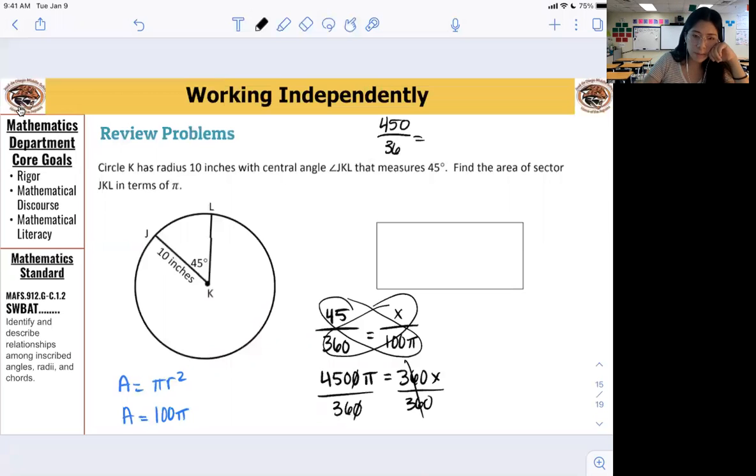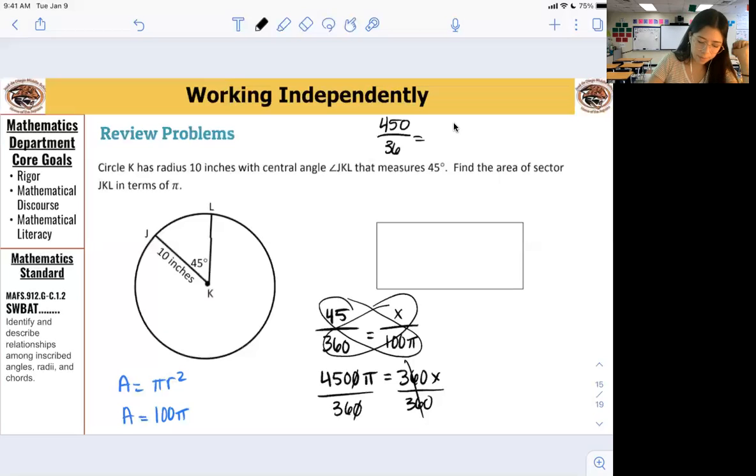Can divide both top and bottom by 3. Can we divide top and bottom by 6 as well? 450, 45 divided by 6. I don't know if we can do that. No, that would be a decimal. Wouldn't that be a decimal? No, because it's 450.